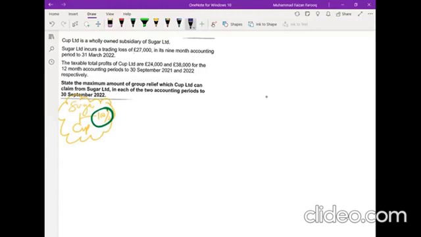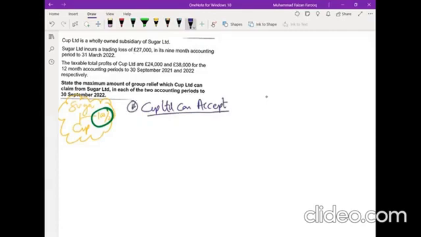Sugar Limited incurs a trading loss of £27,000 in its 9-month accounting period to 31st March 2022. Taxable total profits of Cup Limited are £24,000 and £38,000 for 12-month accounting periods to 30th September 2021 and 2022. State the maximum amount of group relief which Cup Limited can claim from Sugar Limited. Cup Limited has profits, so it can accept the loss. We are going to calculate the maximum group relief.